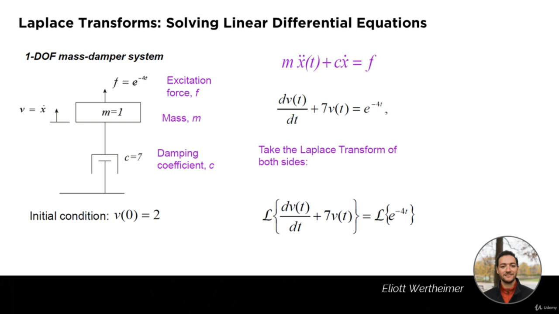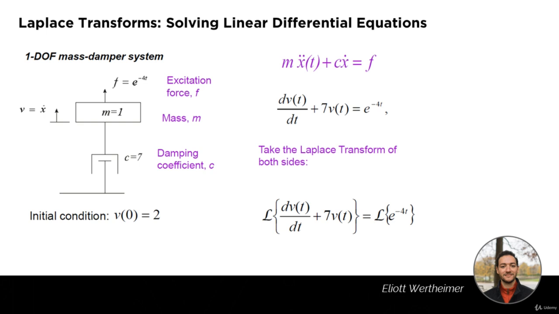So actually rewriting this in actual terms, we get that the derivative of the velocity of the mass with respect to time plus the damping coefficient 7 multiplied by the derivative of the displacement, which is the velocity, is equal to the force exponential minus 4t. You can note that because m equals 1, it simply disappears.